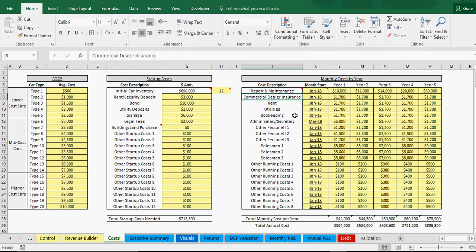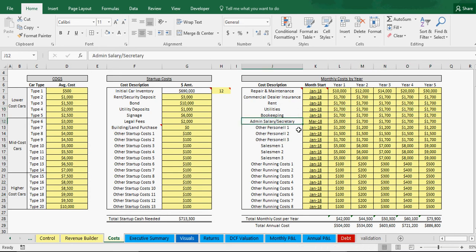Then we've got the commercial dealer license, dealer insurance. I saw things around 20,000 a year, so that's 1,700 a month. That's just what I put in for that one. You've got your rent, assuming you are renting a spot, anywhere from 15 to 17. That's probably average for one lot of commercial real estate. And then we've got utilities. Just put in a number there. That could be whatever. And obviously you can change it each year.